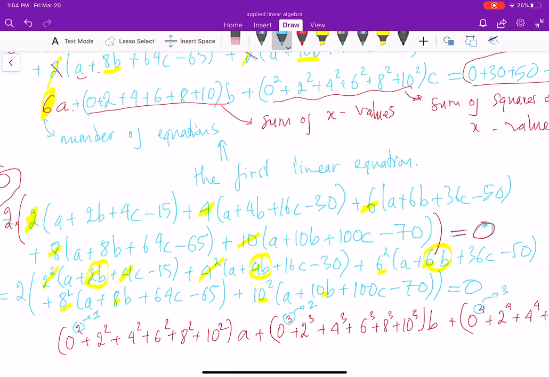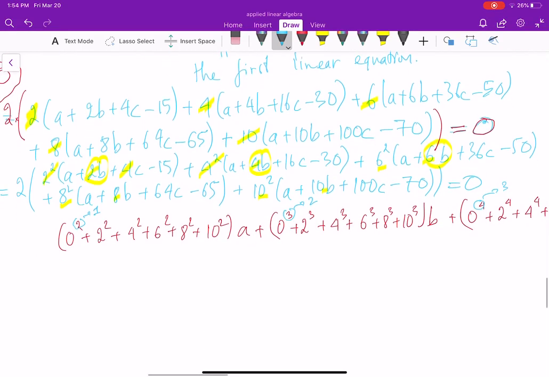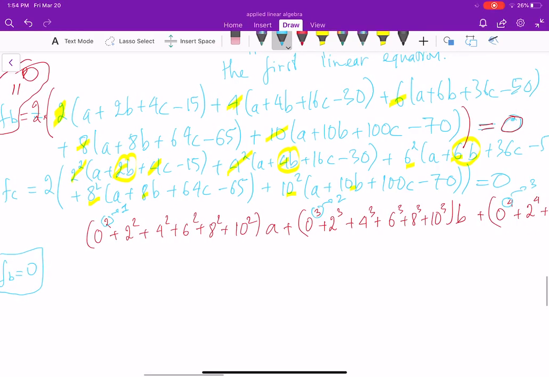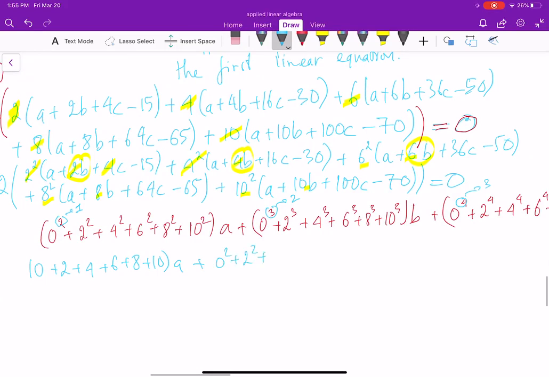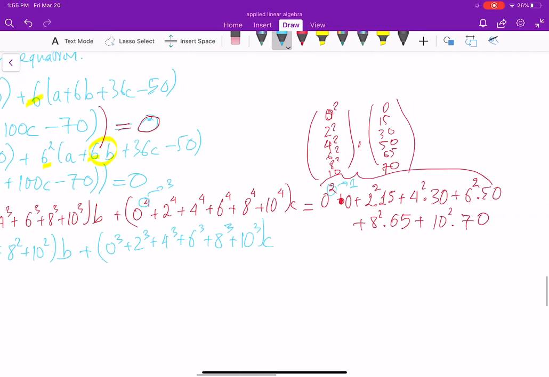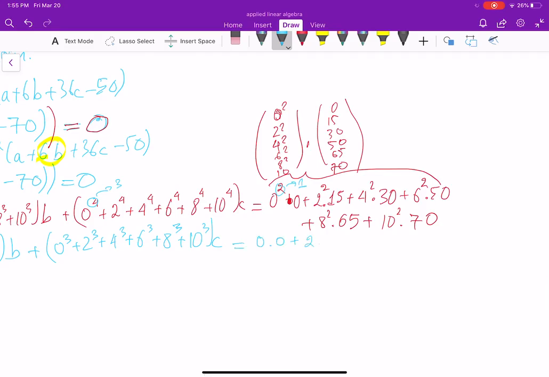So let me write the second equation for you, which is for FB equal to C equal to 0. Okay. So for that, I will collect all this one. I have 0, plus 2, plus 4, plus 6, plus 8, plus 10, A. The next one, I will have 0 square plus 2 square plus 4 square plus 6 square plus 8 square plus 10 square, B. You see that? And then the next one for the C, I would get 0 cube plus 2 cube plus 4 cube plus 6 cube plus 8 cube plus 10 cube, C. And the free coefficient would be 0 times 0 plus 2 times 15 plus 4 times 30 plus 6 times 50 plus 8 times 65 and then plus 10 times 70.